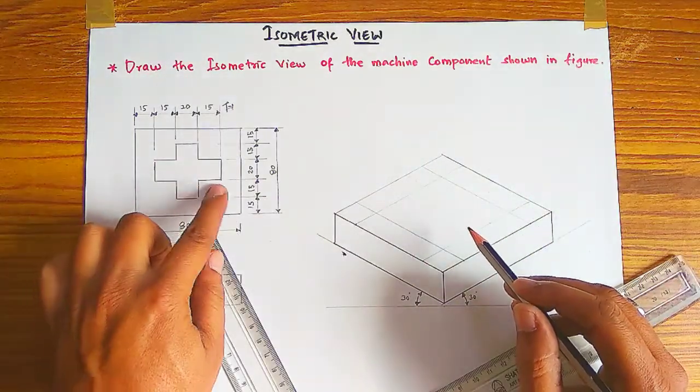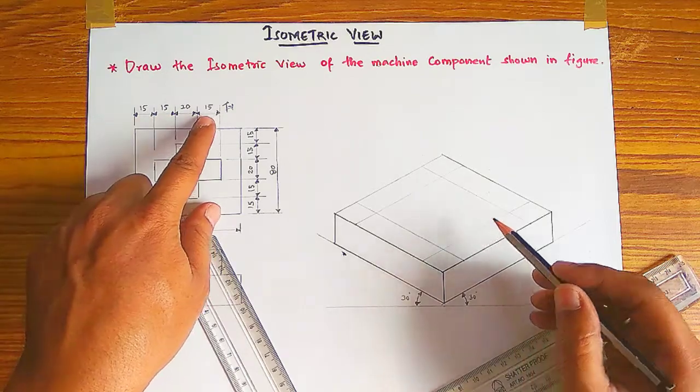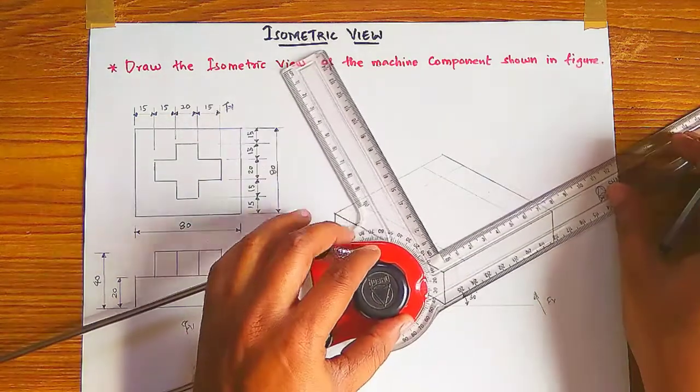Okay, this square has how much total length? 20 plus 15 plus 15, that is 50. This line will be of 50 mm. Automatically you have 50 mm.